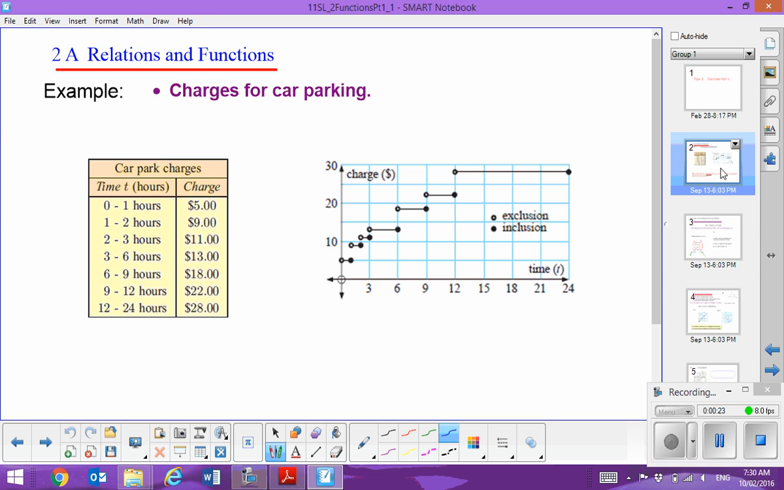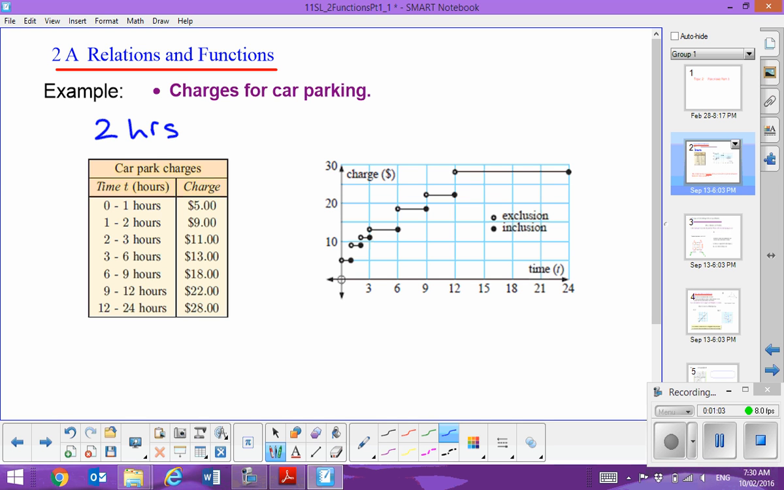So what we want to do is think, what do we mean by a function? And we start off by looking at a relationship. We've seen lots of times there's a relationship between two variables. An example they've taken in the textbook is charges for car parking. So you might go and park your car, say for 2 hours, and then go, all right, how much do I have to pay? We can see that the longer you park, the more you have to pay. There's a relationship between the time of parking and the charge you're going to have to pay.